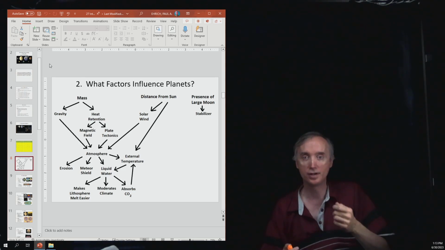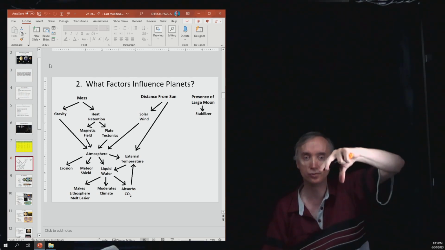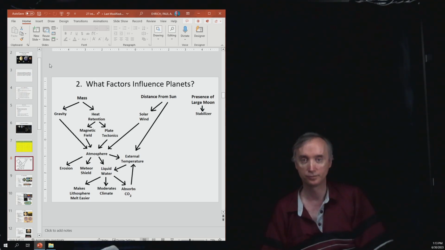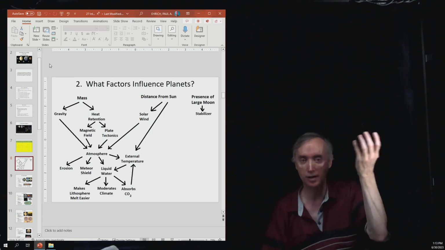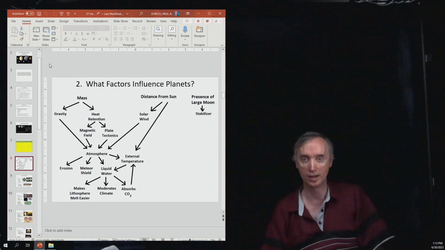Okay, now what does the heat retention do? The heat causes plate tectonics. And also that heat helps to move material in the core to make a magnetic field. All right, now what does that do? Plate tectonics causes volcanoes, which produce carbon dioxide, which helps to make an atmosphere for the planet.